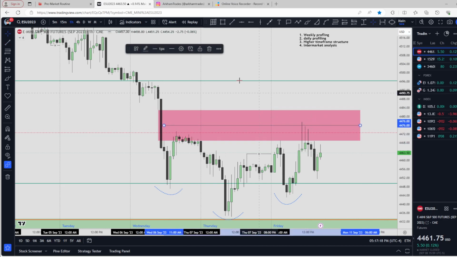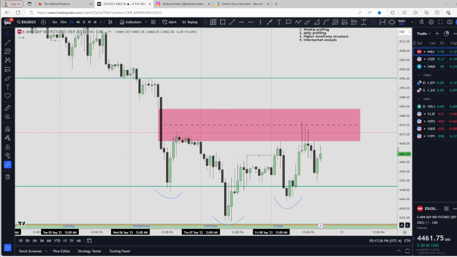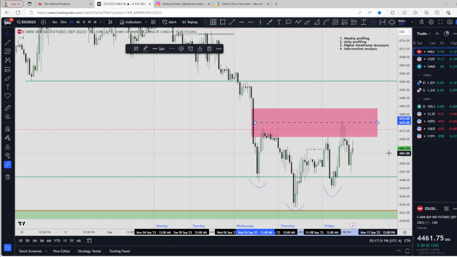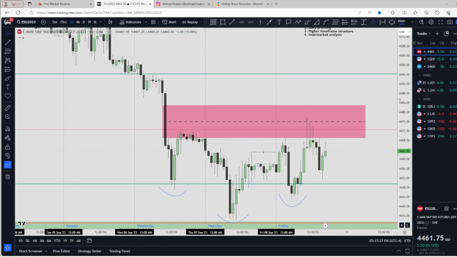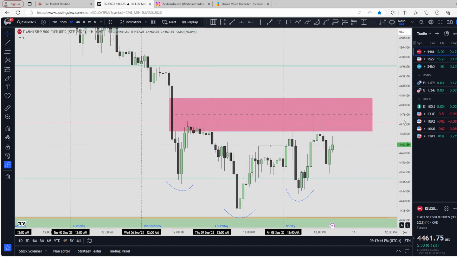So at this level right here, in the middle, this would be an area where if price started to potentially retrace or start to get weak, I would then close out of my position or scalp off my position.